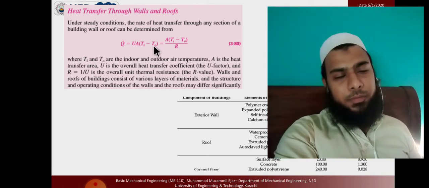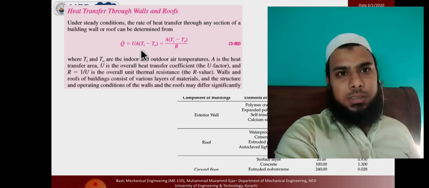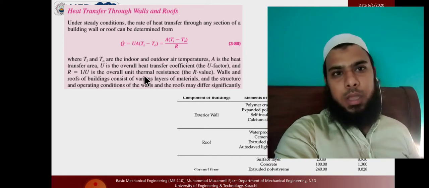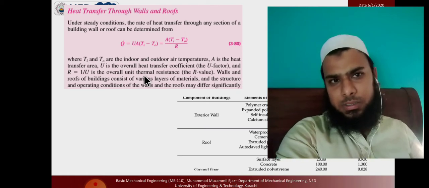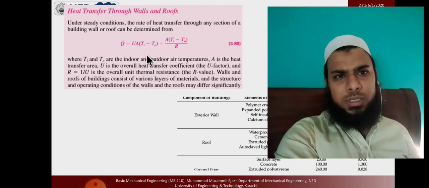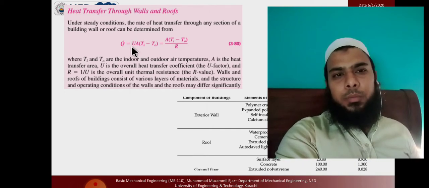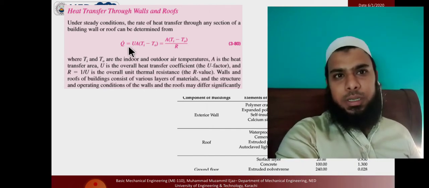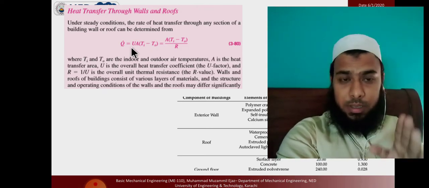And if we are talking about the winter season, the formula remains the same, Ti minus To, because the internal temperature is around 22 degrees centigrade and the outer temperature will be negative or very low, like 7-8 degrees centigrade. So U will be the overall heat transfer coefficient, which also includes the thermal conductivity.